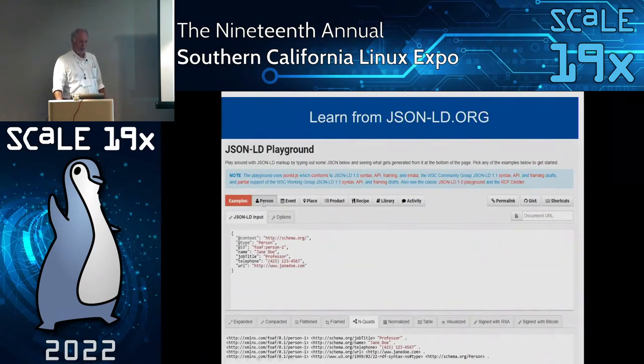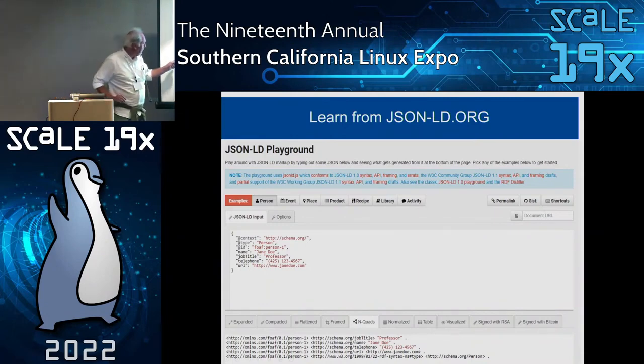And there's a playground, and you can choose examples like a person, an event, a place, a product, a recipe, a library, an activity. And what you see here, I mean, can you guys even read it? Sorry. This is the context, which in this case points to schema.org. Schema.org is something that Google and others have funded, right? And it's a massive, massive ontology of e-commerce products, right?